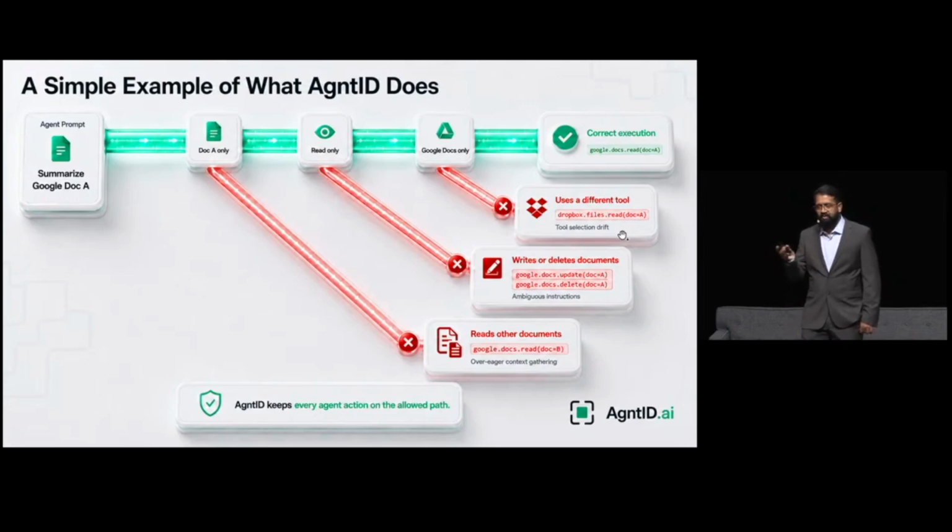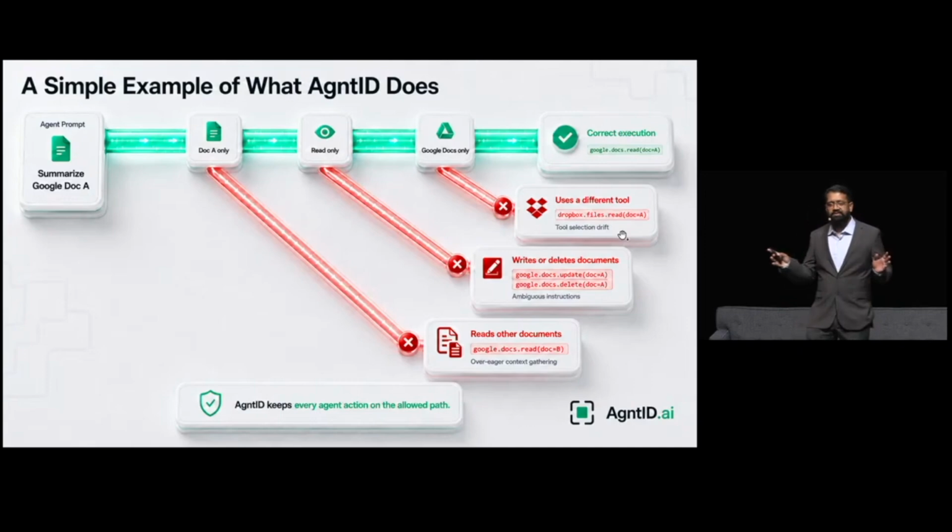And also, you said summarize. That means the intent is to read it. And sometimes the agent ends up updating it or deleting it. We block that too. And then you said Google Docs. It might go look into Dropbox, or something else, making a tool call there. So we block it. So the whole point is, we basically make sure the agent is kept in line with what the original intention is.